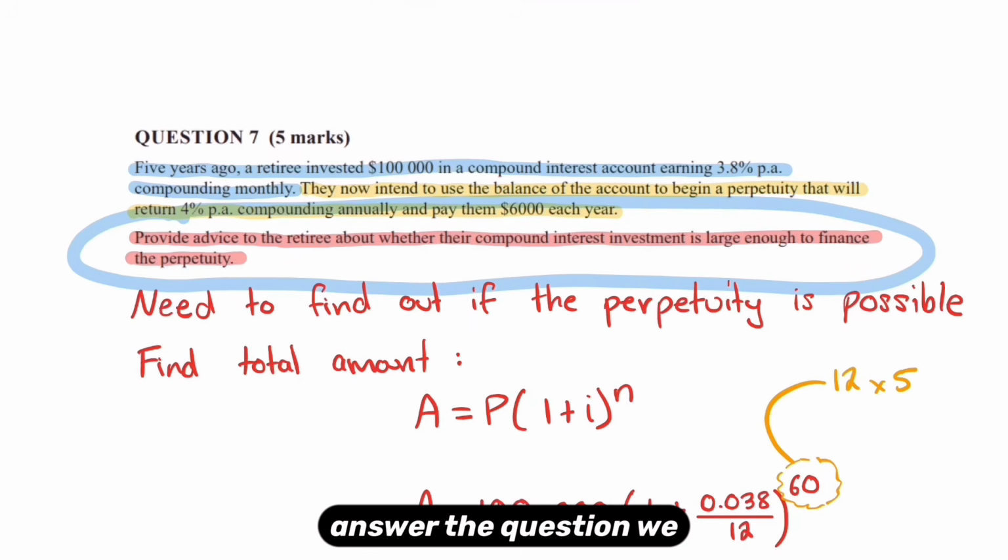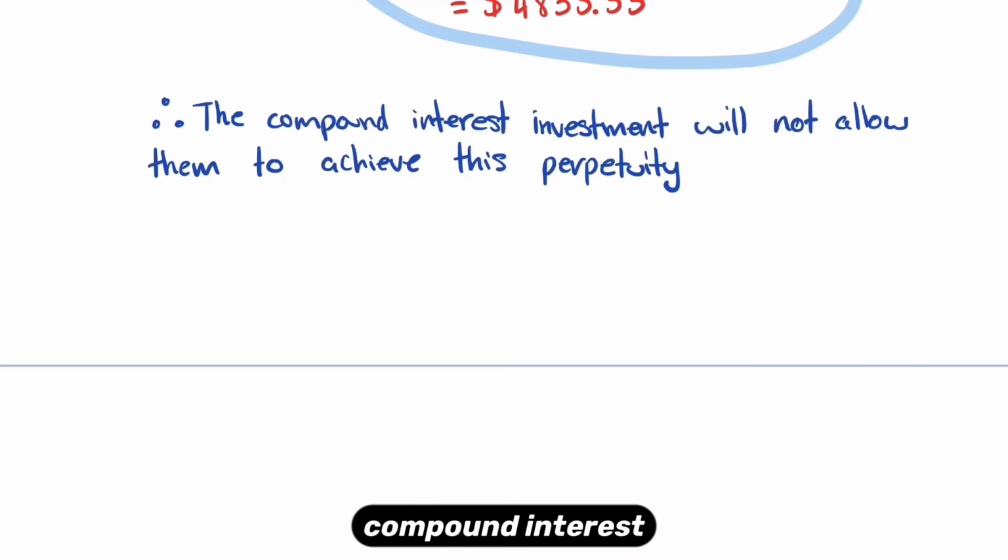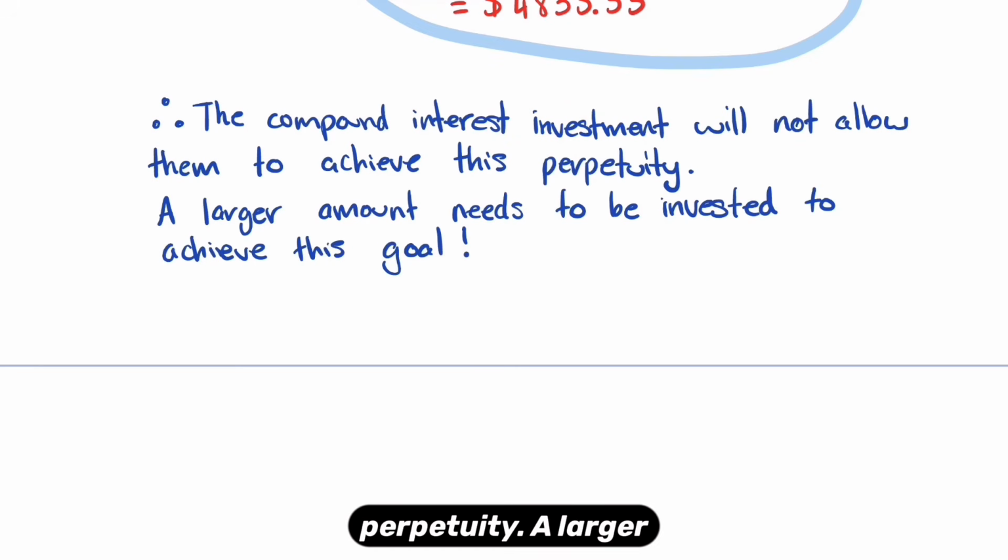So to answer the question, we had to provide advice to the retiree about whether their compound interest investment is large enough to finance the perpetuity. So it wouldn't be large enough because the perpetuity amount that we're going to get is less than $6,000. So we could say, therefore, the compound interest investment will not allow them to achieve this perpetuity. A larger amount needs to be invested to achieve this goal.